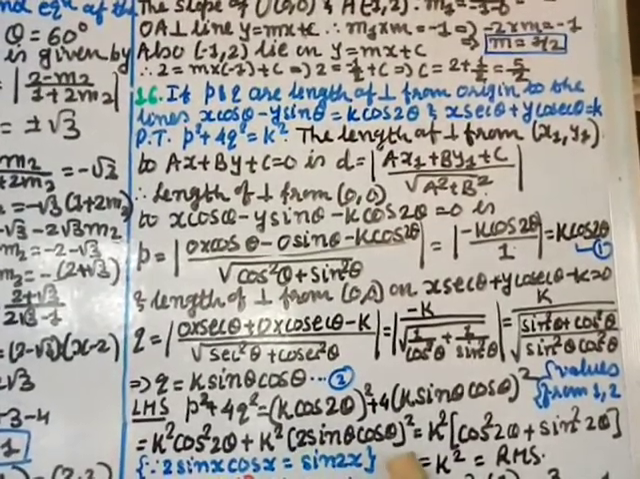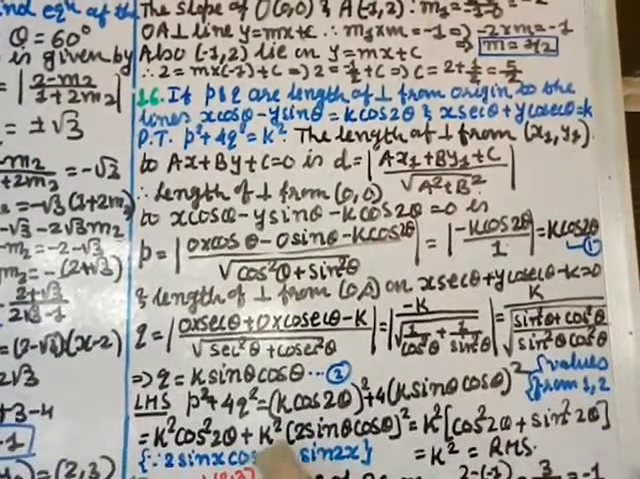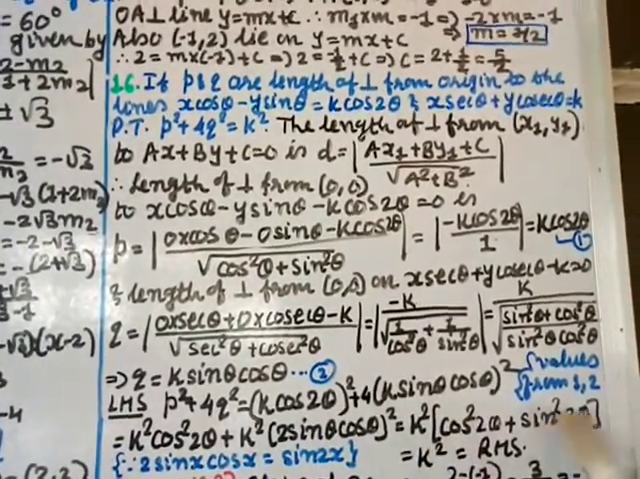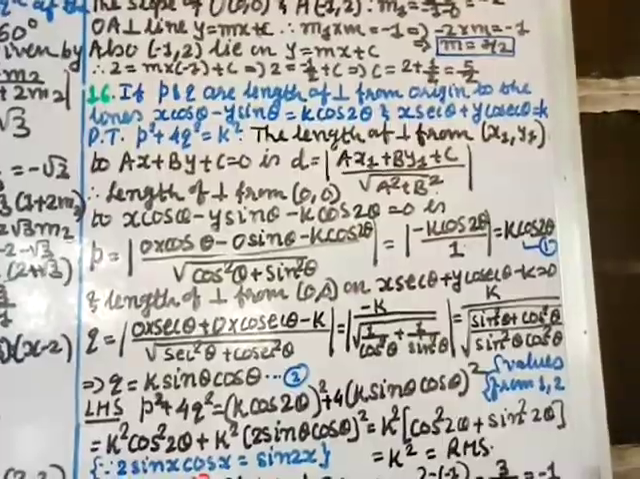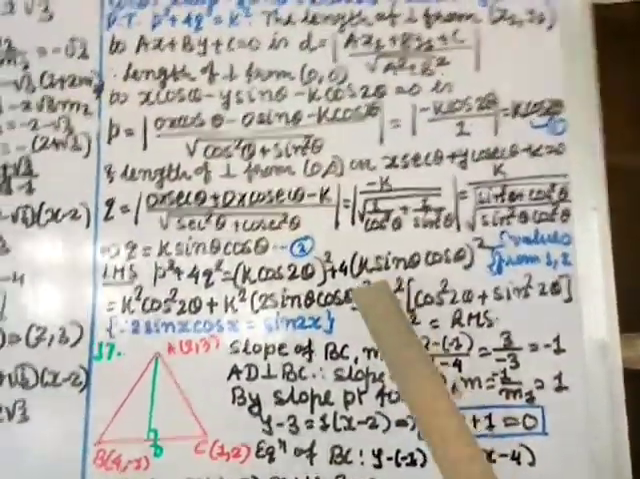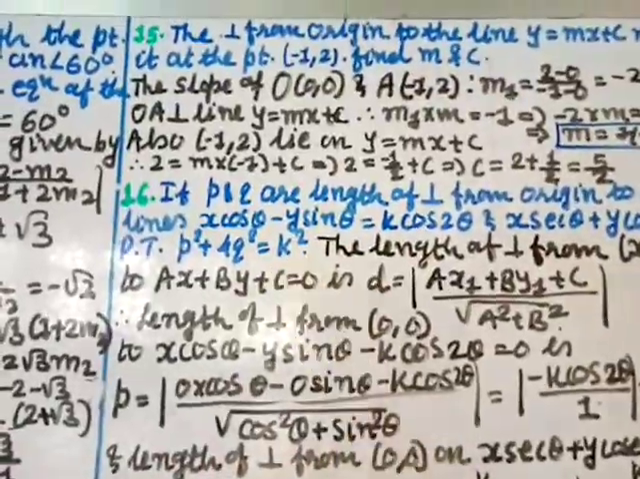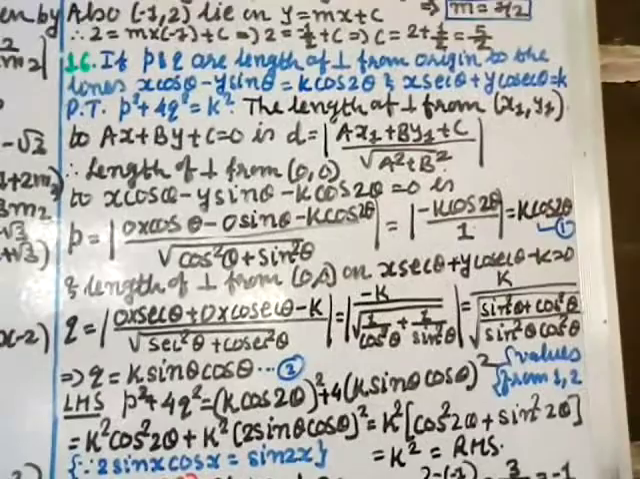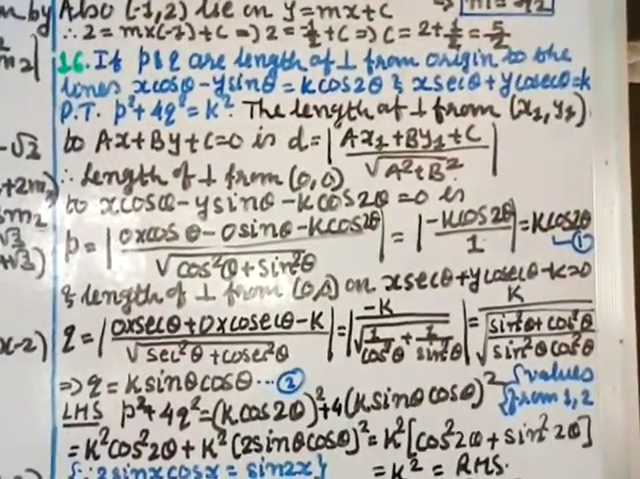So this can be written as sin square 2 theta, and from here k square and here k square take common. So k square into this trigonometric value, and that is 1 identity, so you can write k square into 1, so equal to k square, and this is what you have to prove. So it equals the right hand side, and hence proved. So that is the solution or proof of question number 16.